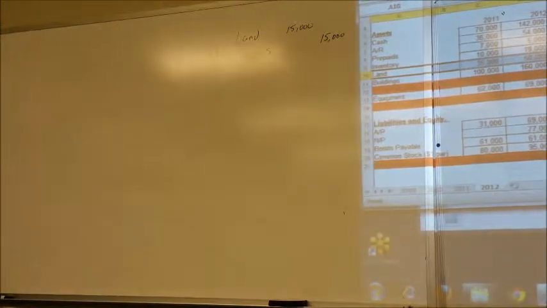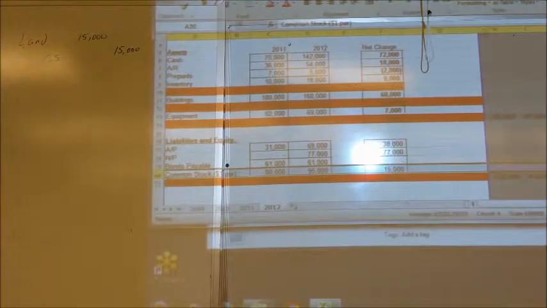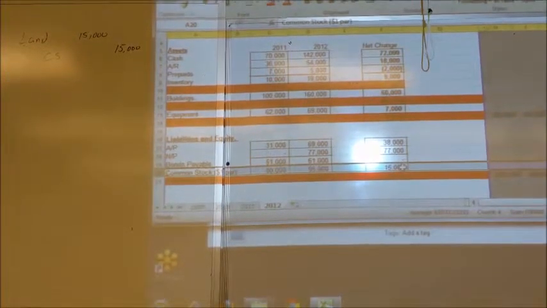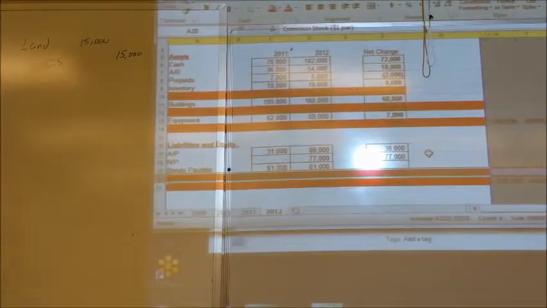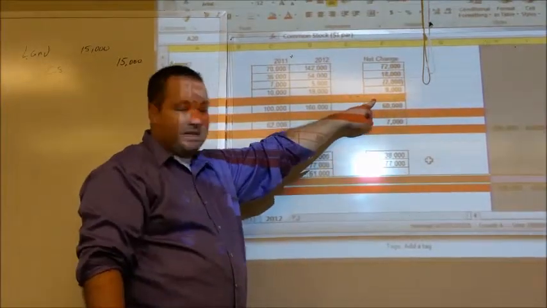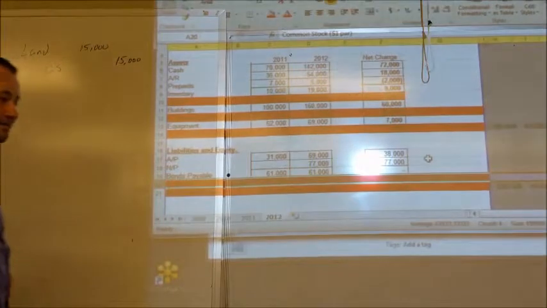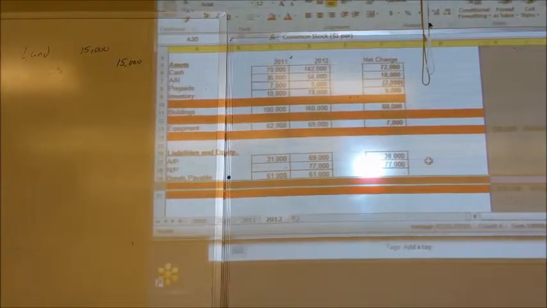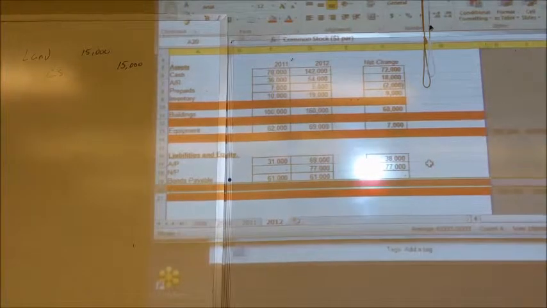So I'm going to mark it out. Mark out the land. Mark out the common stock, because it also went up $15,000. Well, I just explained where that $15,000 came from. It didn't come from cash, and it also didn't go to the net income. So I don't need to explain it in the statement of cash flows. Let's look at our next note.